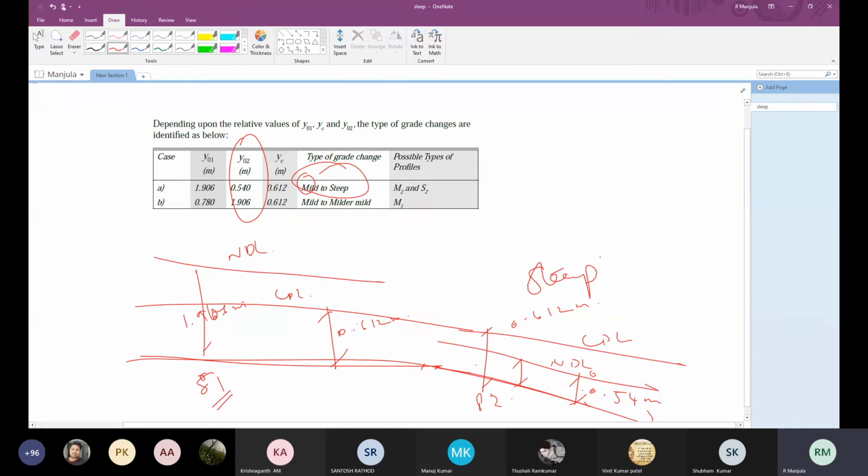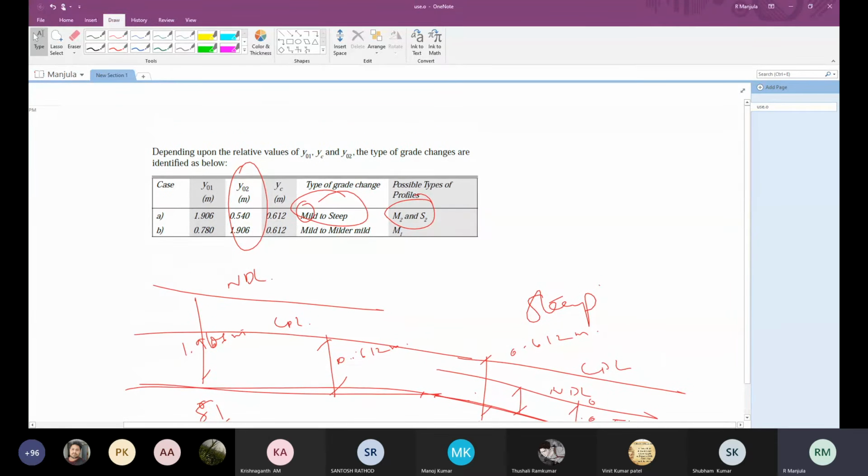So what type of grade change is it? Mild to steep. And what are the possible profiles? Possible profile is M2 to S2. Why? Because for M2, the depth of water is given. Is there any depth of water given? 4 meter is this, okay. Then the possible profile is from the second zone. So from M2 profile to S2 profile is the possible profile here.